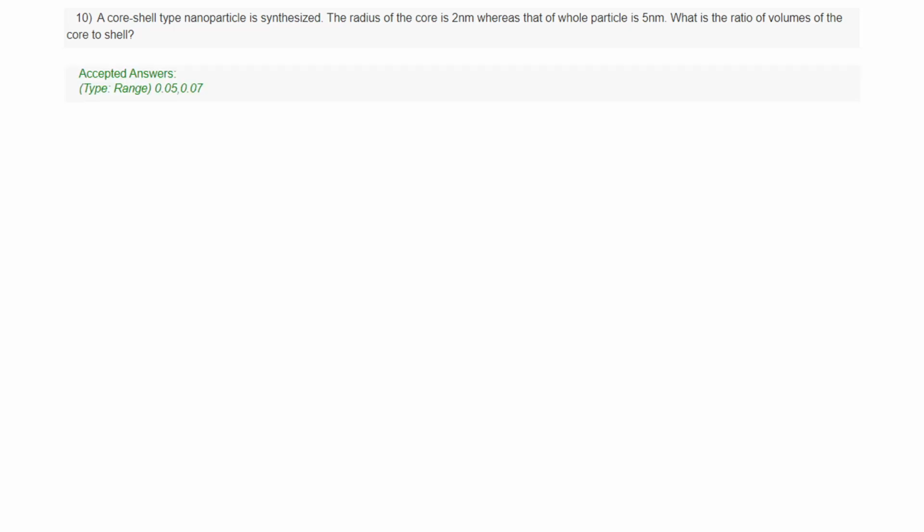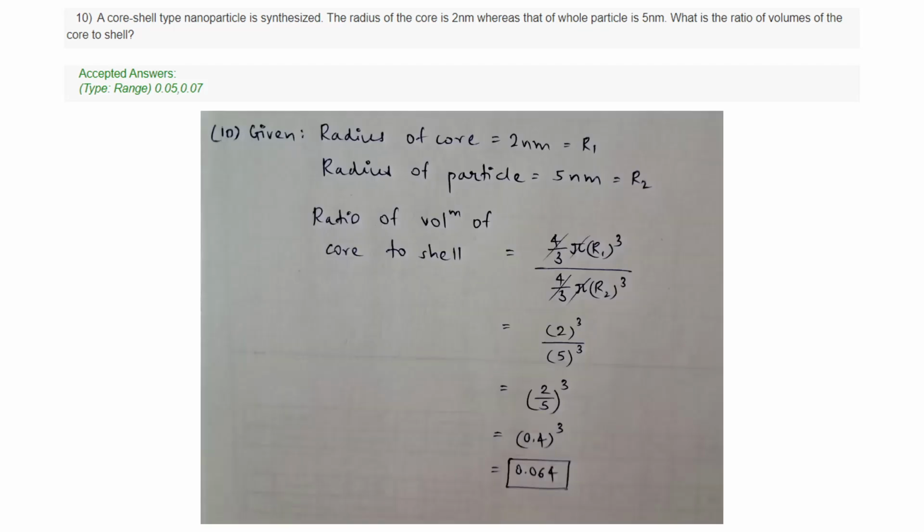Okay, let's see. Your answer should fall in a range. For all the numericals, even in your exam, you'll be given a range and your answer should fall in this range. But whoever answered 0.064 has the precise answer. So here it's a pretty straightforward question.